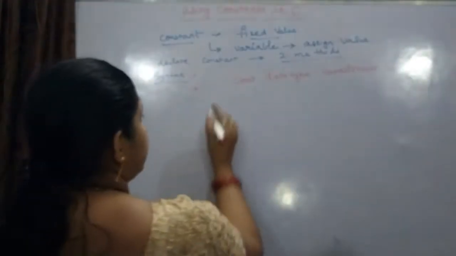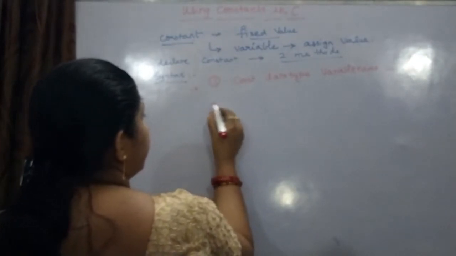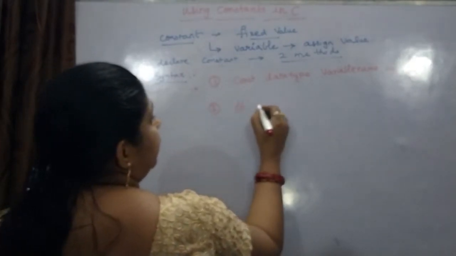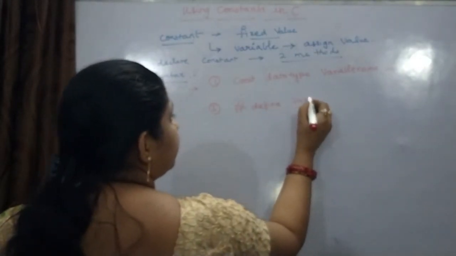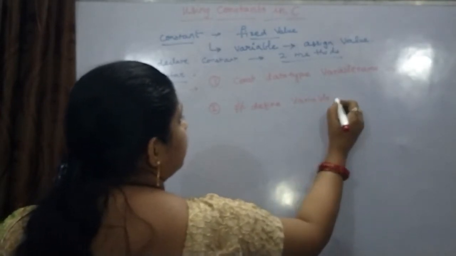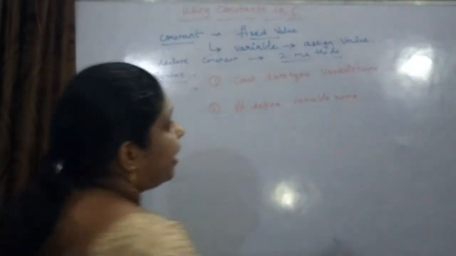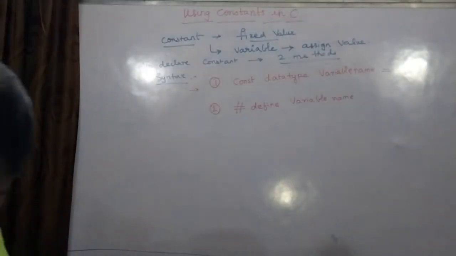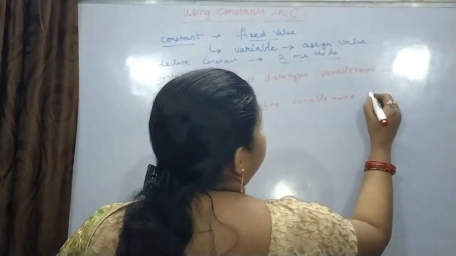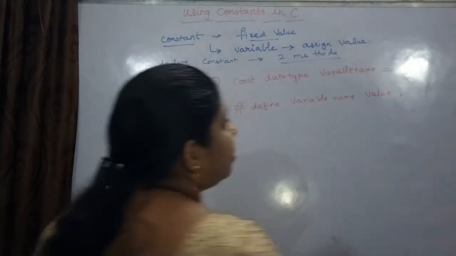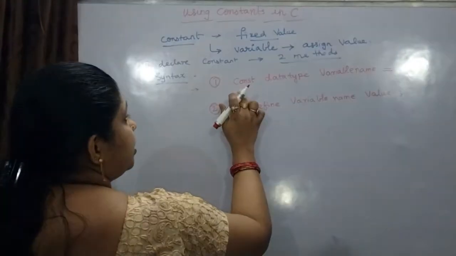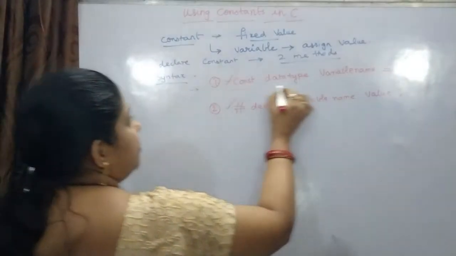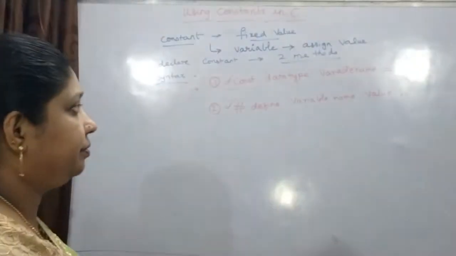This is one syntax. And the second syntax is hash define, variable name, and value. This is one more syntax. So this is one syntax and this is the other syntax. Now I will explain this. I will give an example for this.